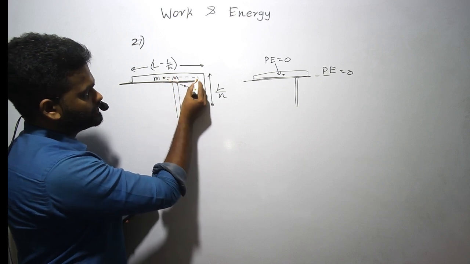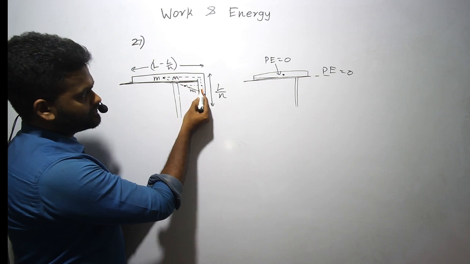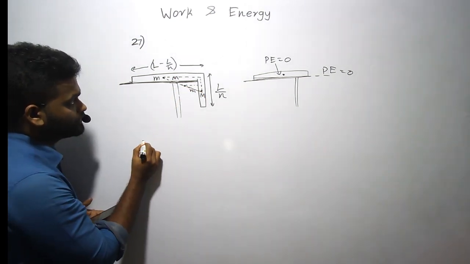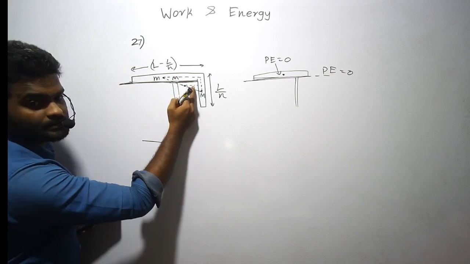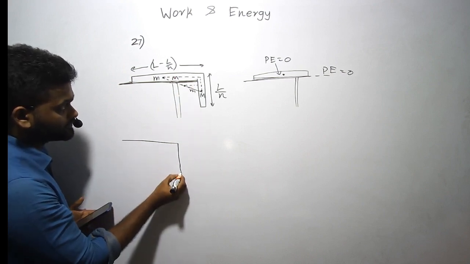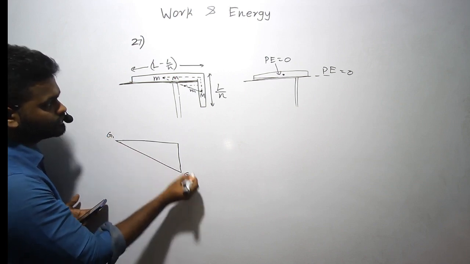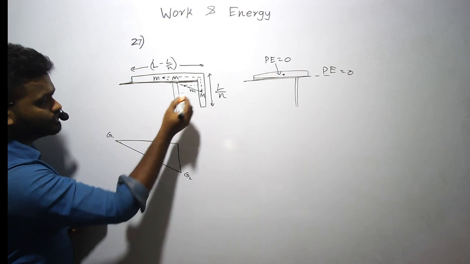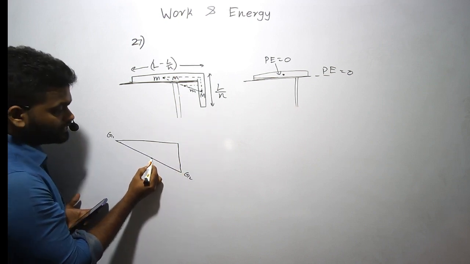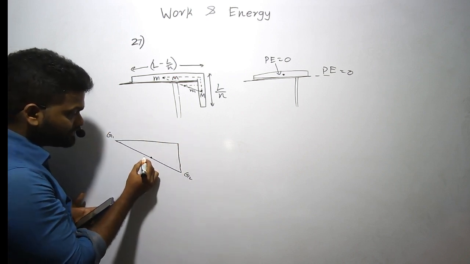Then you can draw a triangle like this. Then draw a horizontal line. So this is what you get here. This triangle, right? So we have G1 and G2. This is G1, G2. And the center of gravity of the compound object is at G.